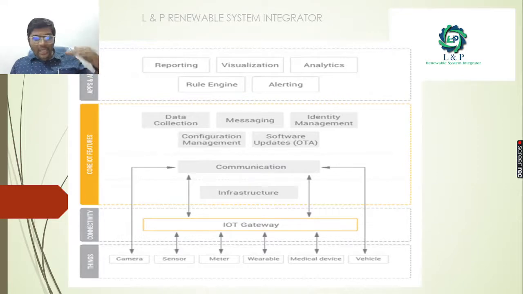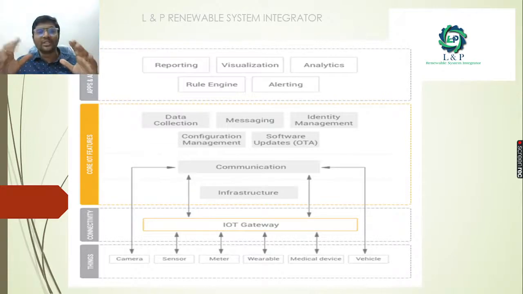So if we get into the IoT, we have things. The things can be a camera, sensor, meter, wearable, medical devices, or a vehicle. With the help of the gateway, the sensor, meter, wearable and the medical devices communicate with the communication layer, that is the core IoT features. But the camera and the vehicle communicate directly.